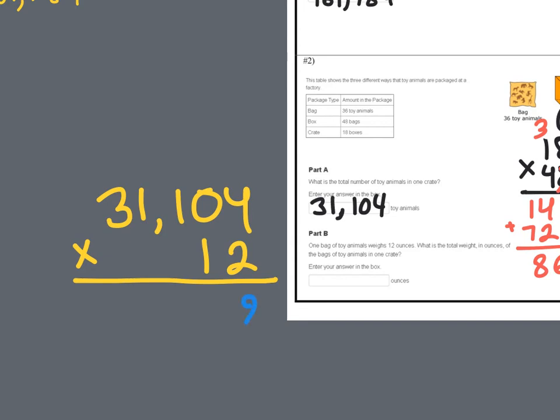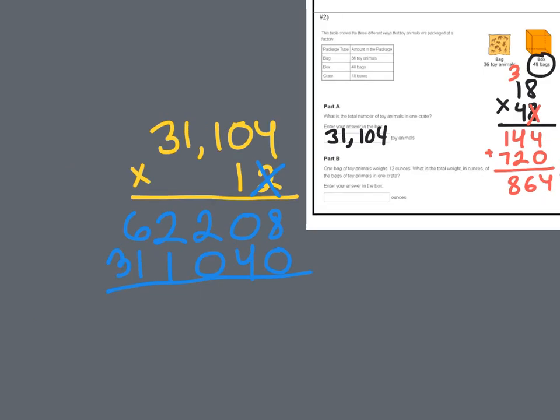So we know that 4 times 2 is 8, 2 times 0 is 0, 2 times 1 is 2, 2 times 1 is 2, and 2 times 3 is 6. Cross out the 2, put the 0. 1 times 4 is 4, 1 times 0 is 0, 1 times 1 is 1, 1 times 1 is 1, and 1 times 3 is 3. Add these partial products up. 8 and 0 makes 8, 0 and 4 makes 4, 2 and 0 makes 2, 2 and 1 makes 3, 6 plus 1 makes 7, and 3 is by itself. So we know that it will be 373,248 ounces. So it's a pretty heavy crate.